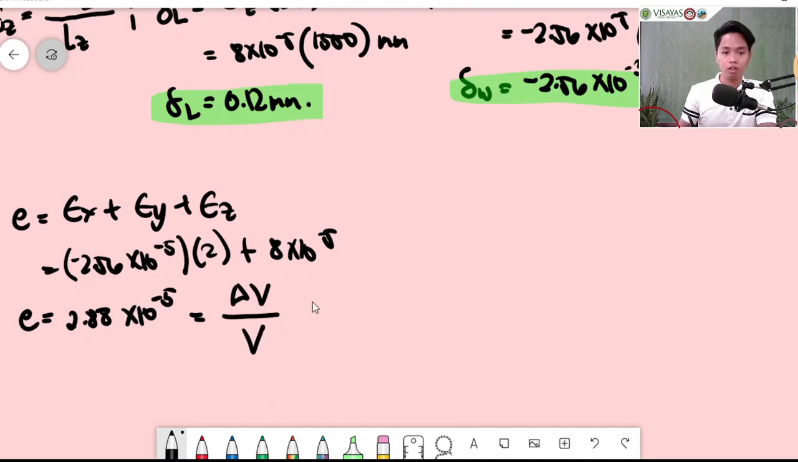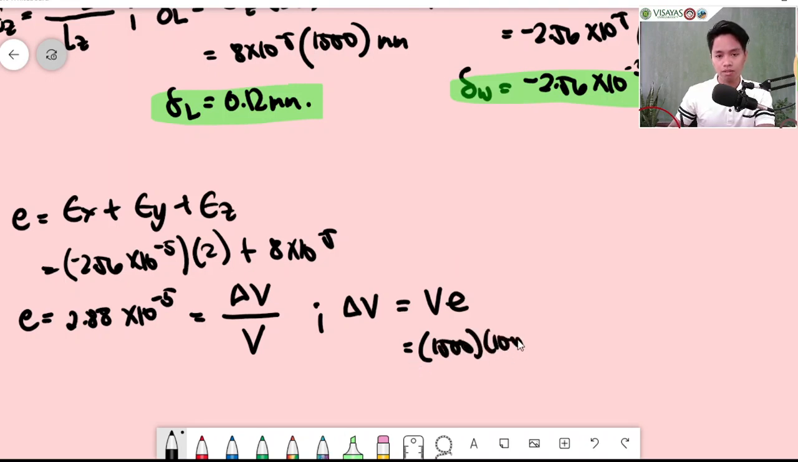So, our change in volume is equivalent to your original volume multiplied by the dilatation. So, how to solve the original volume? Very basic. That is just simply your length times width times height. So, that would be 1,500 times 100 times 50. That is the original volume. Then, multiplied by your dilatation, which is 2.88 times 10 to the negative 5.